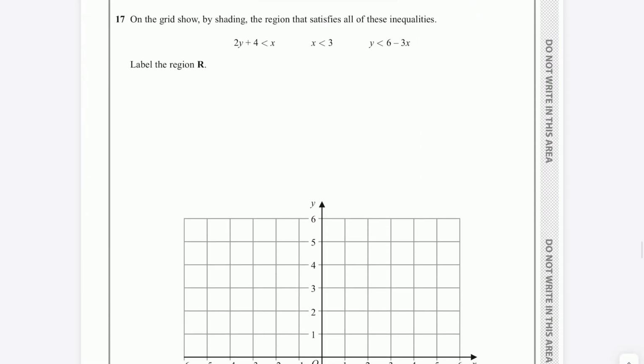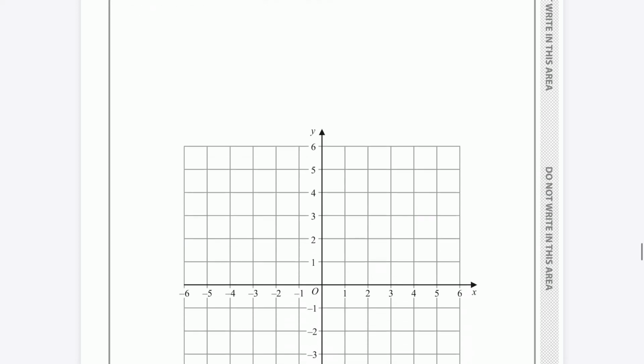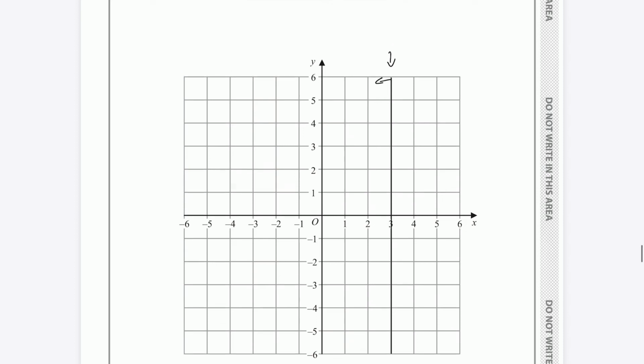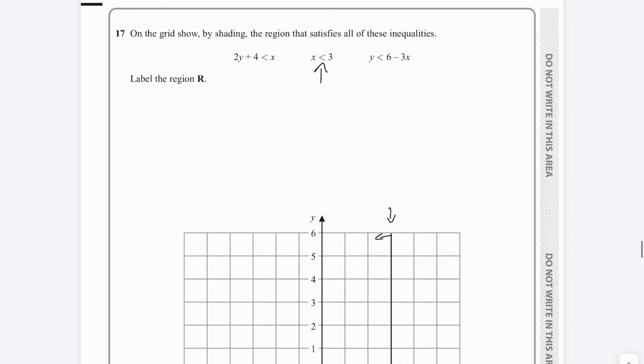Question 17, so on the grid below, shade the region satisfying all 3 inequalities. Let's start with an easy one. X is less than 3. If you find where X is, it's right there. That's X is 3. So they want X is less than 3, so I'll draw an arrow, it'll be this way. Actually, I'm not going to draw this arrow, I'm going to leave the arrow off for now.